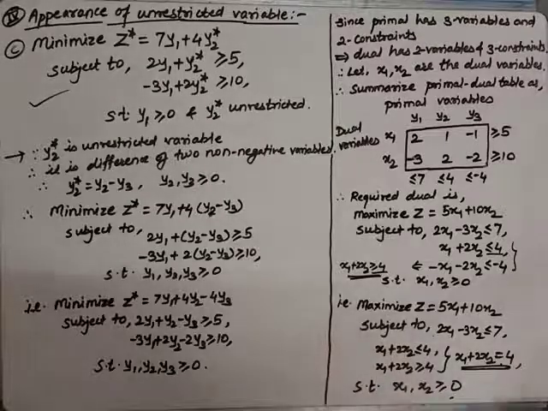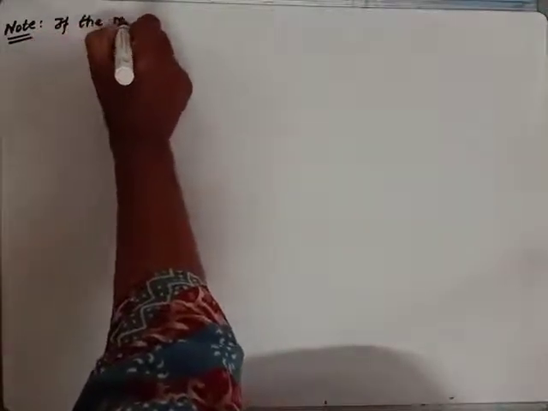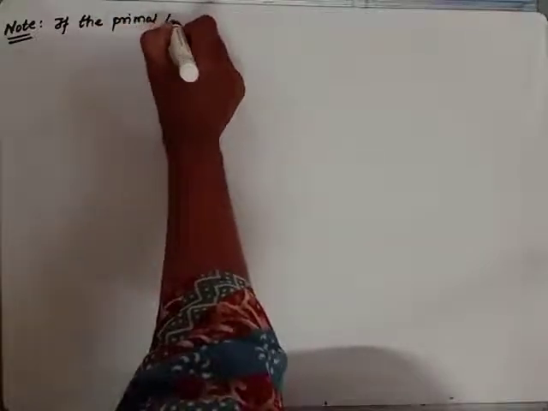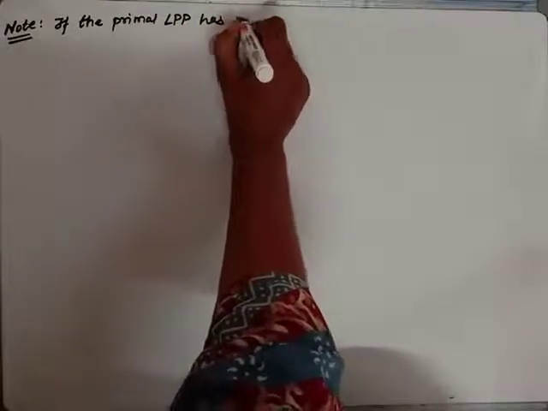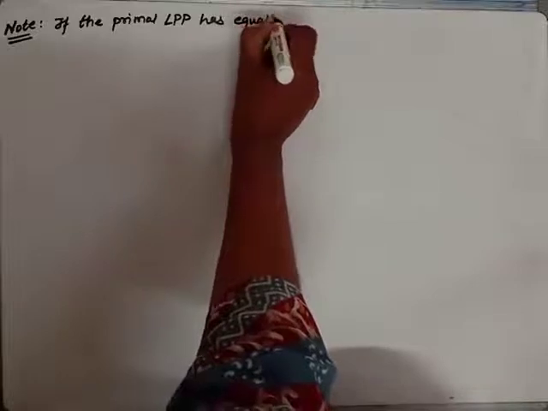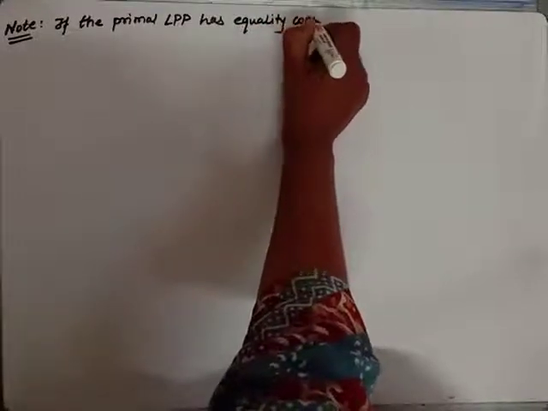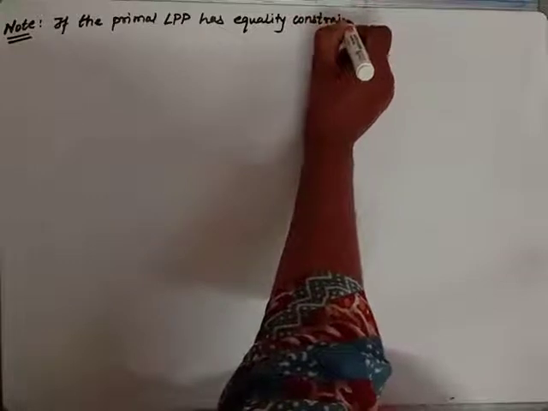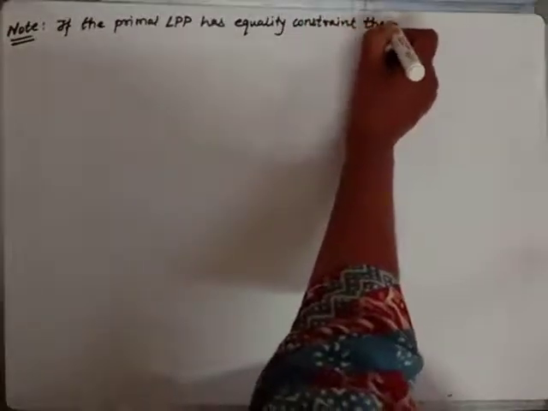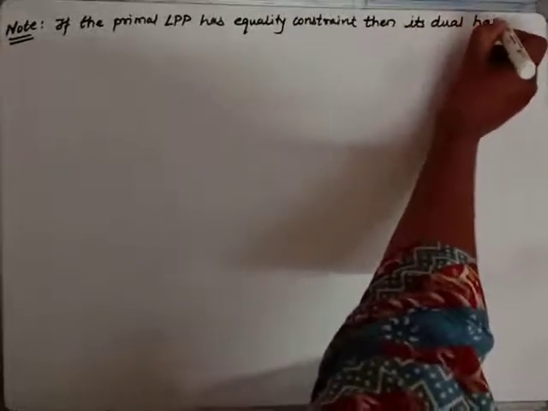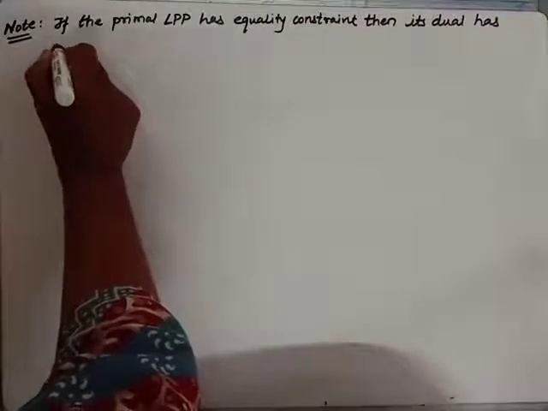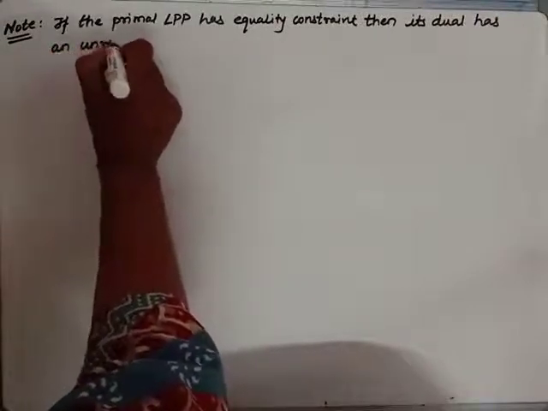Now let me write that as a note. Let us write down a note. If the primal LPP has an equality constraint, then its dual has an unrestricted variable.